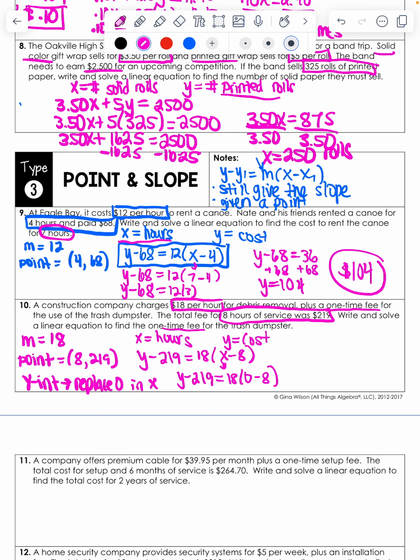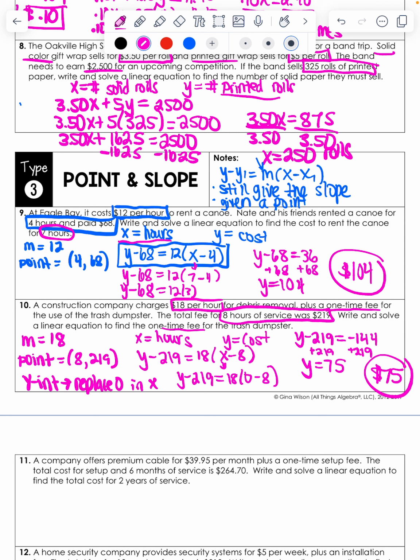So if we solve this out, 0 minus 8 is negative 8. So basically we would multiply 18 times negative 8, and we would get y minus 219 equals negative 144. And then when we add 219 to both sides, negative 144 plus 219 equals 75. So we can solve it this way. The one-time fee is $75.